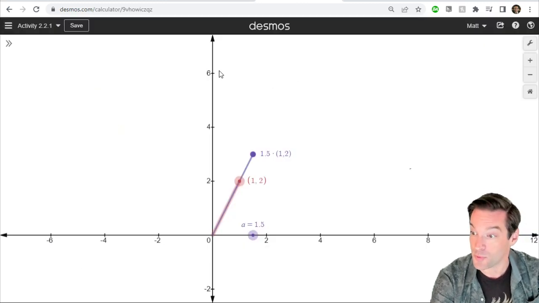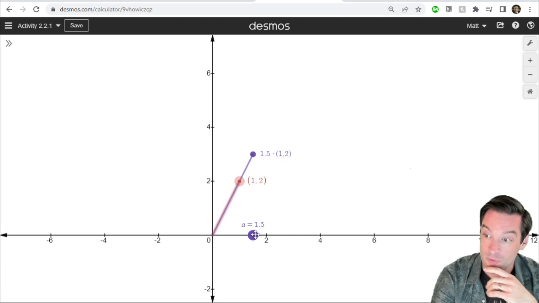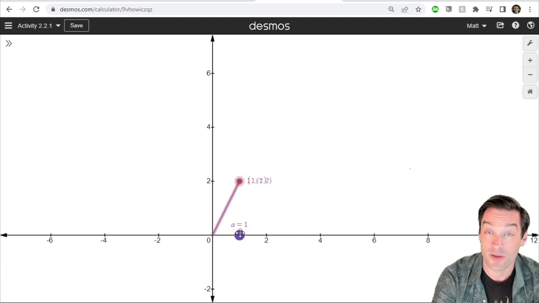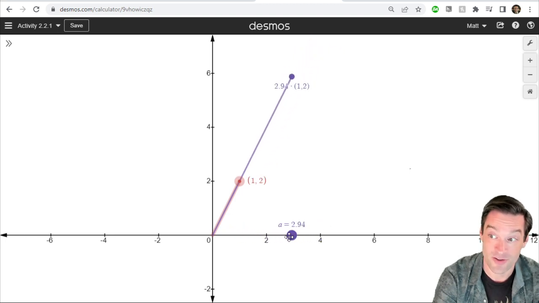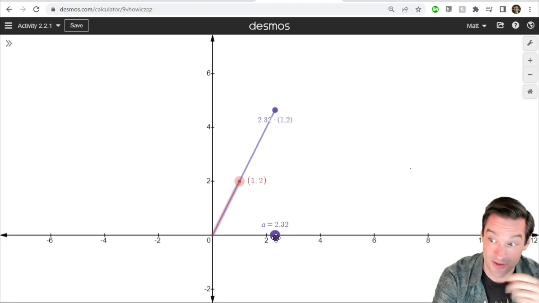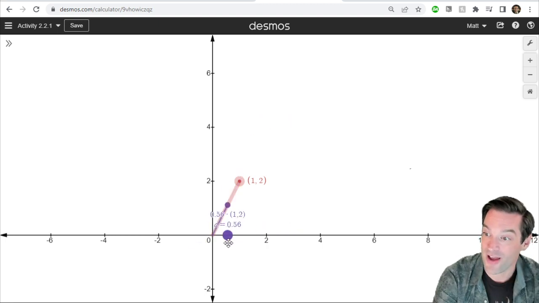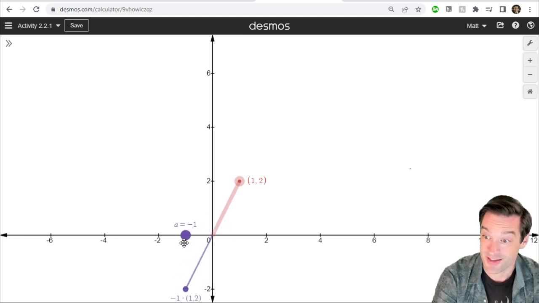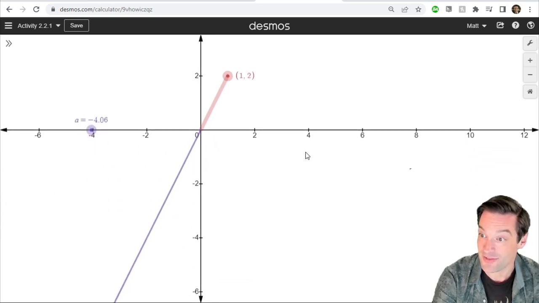And so in the Desmos worksheet, for example, we'll be able to see that this set, the span, is going to contain 1 times the vector. It's also going to contain 2 times the vector, 4 times the vector, 3 times the vector, 2.3 times the vector, 0.56 times the vector. It's also going to contain negative 1 times the vector, negative 4 times the vector, and so on and so forth.